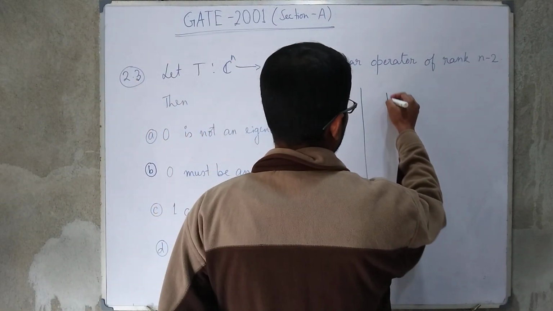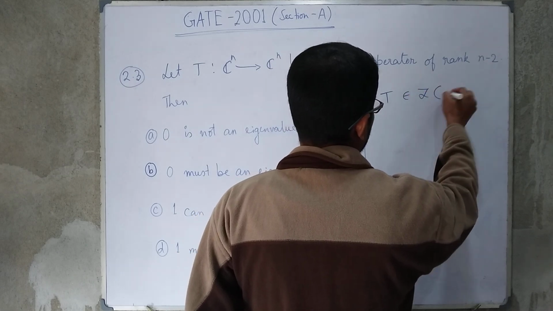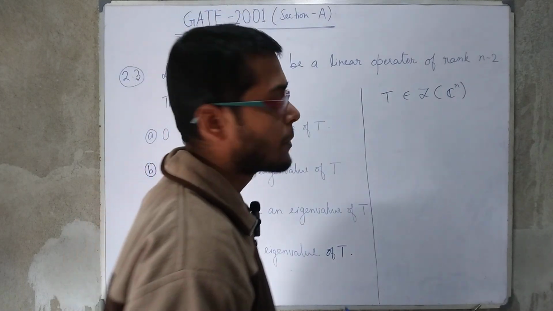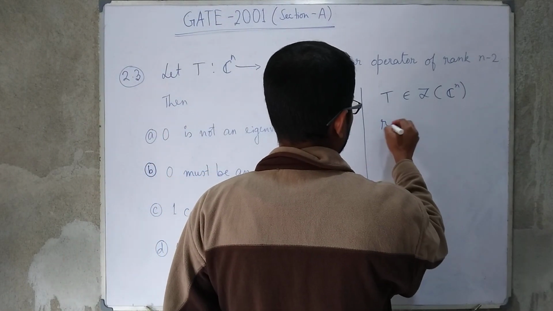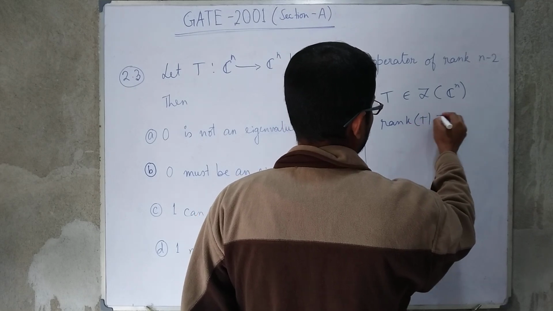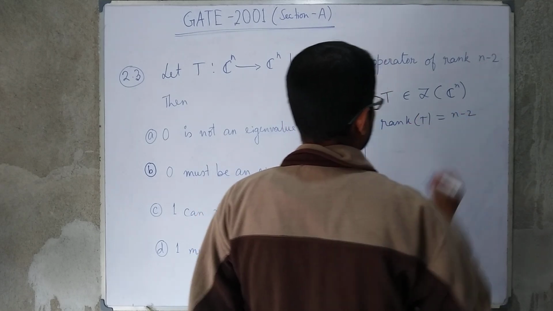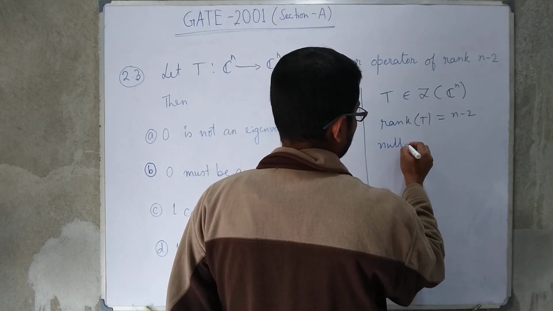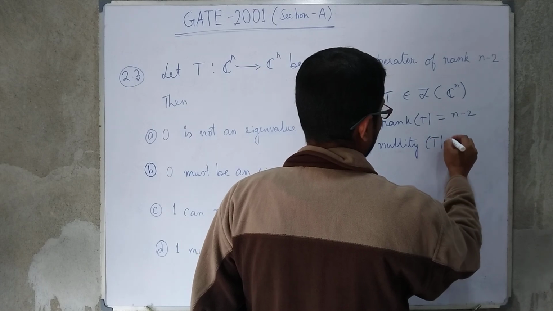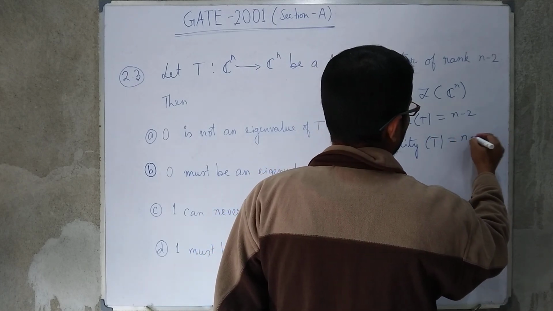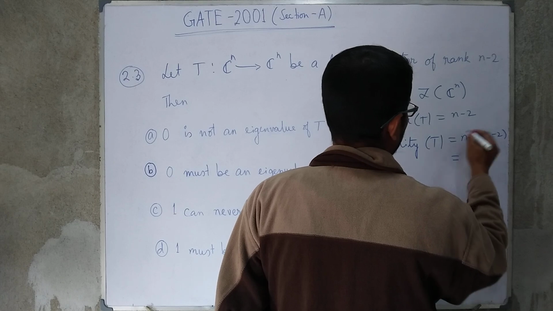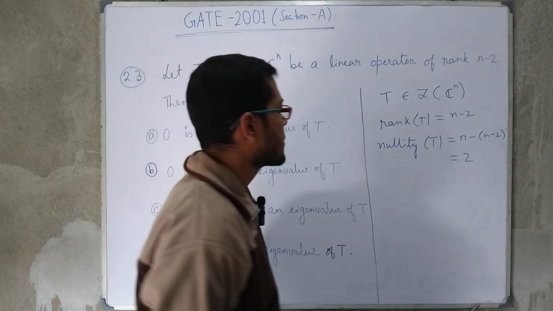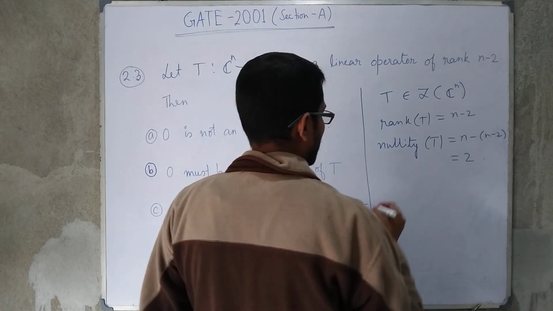So a linear operator T is given on Cn. You know Cn is a vector space over C of dimension n, and the rank of T is given as n minus 2. So what will be the nullity of T? By the rank-nullity theorem, it is n minus rank of T, that means 2. The nullity of T is 2, that means the dimension of the null space of T is 2.